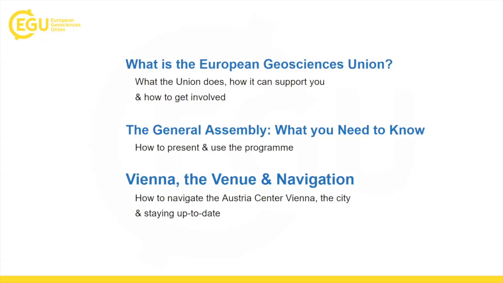Then we'll be going over what you need to know about the General Assembly. This includes guidance on presenting at the General Assembly, logistics, as well as how to use the assembly program. And then finally, we'll be looking at the venue and navigation for both the conference center online and then the in-person details, as well as the virtual conference center. And then finally, information on just getting around Vienna as well.